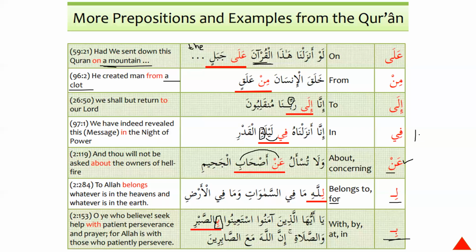There are only 17 prepositions in the Arabic language. Only 11 have been used in the Quran, and you have already learned 7. So you have only 4 to go, and that's it.